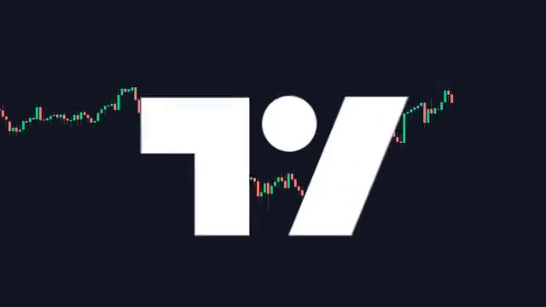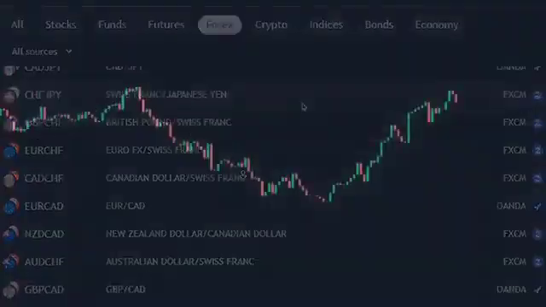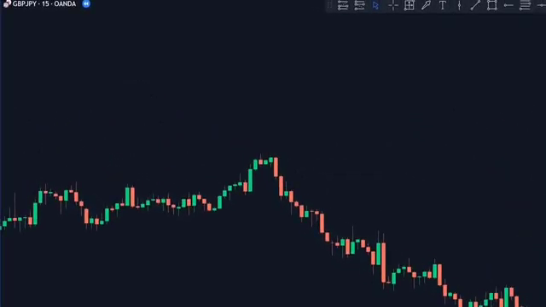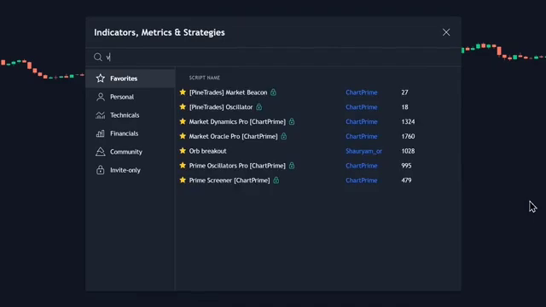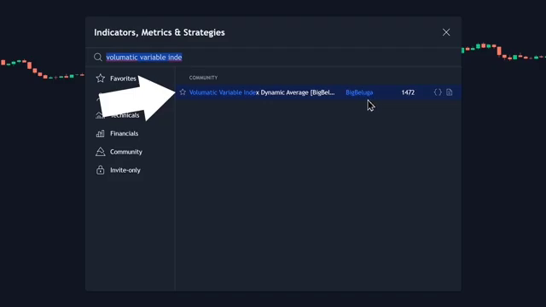indicator, you want to go to TradingView and then open any trading security that you like in any time frame. For me, I'm going to be using the 15-minute time frame of GBP JPY. Next, open the indicator search tab and type in Volumatic Variable Index. And it's going to be this one by Big Beluga.